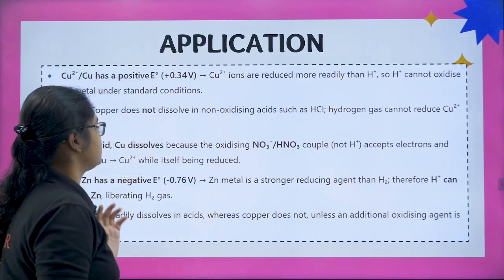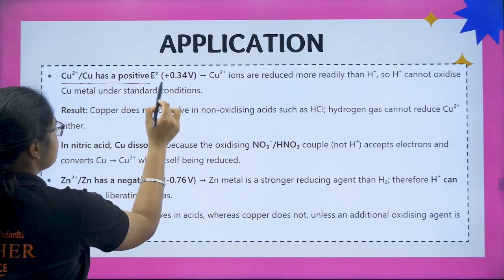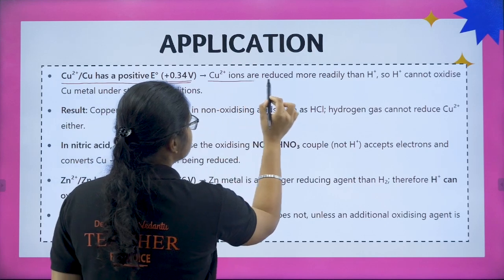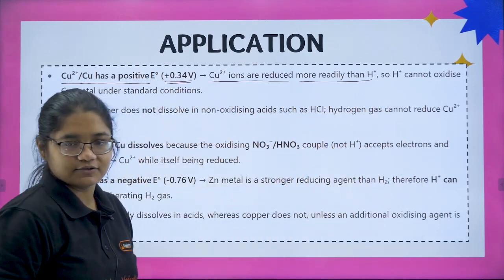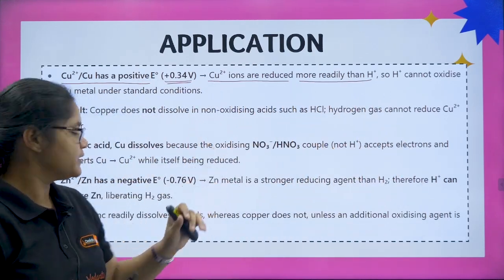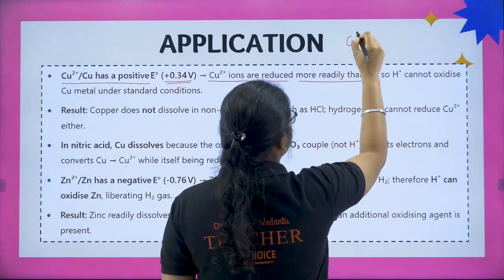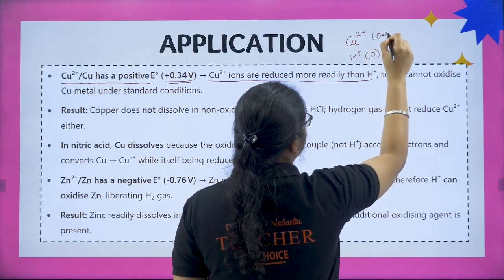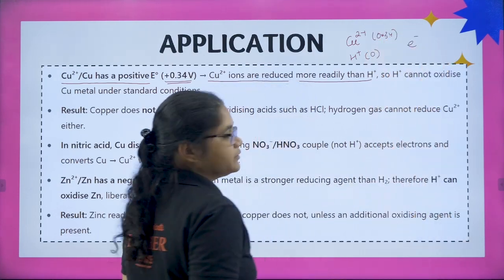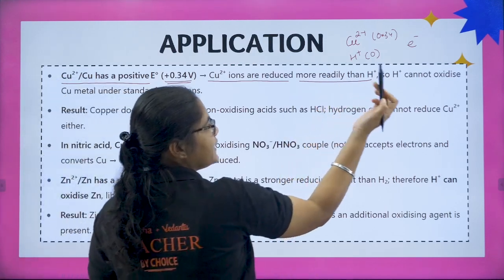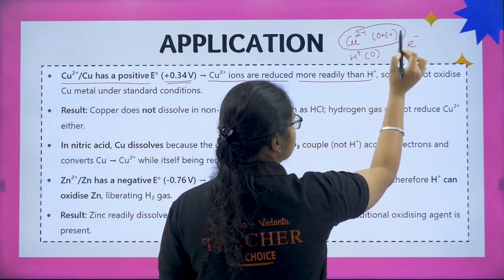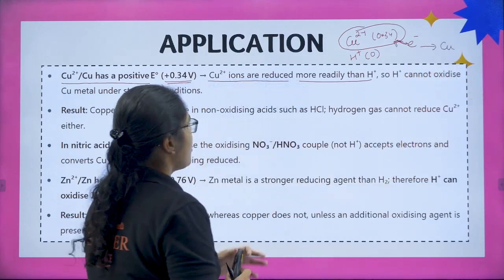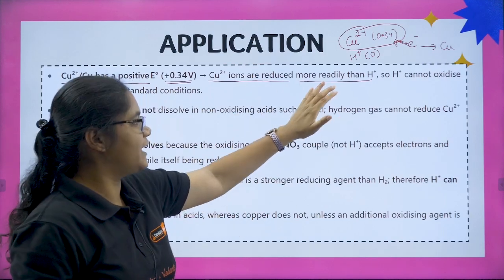Here are some conclusions you should know. Copper 2 plus has a positive value. That means Cu2 plus ions are reduced more readily than H plus. Suppose there is a race between copper 2 plus and H plus. The reduction potential here is 0, and here it is 0.34. Reduction is gain of electrons, so who will gain the electron better? Because it has higher reduction potential, copper 2 plus will gain the electron faster and get reduced to copper. So copper ions are reduced more easily than H plus.